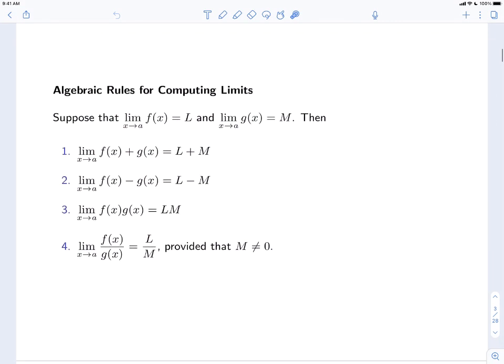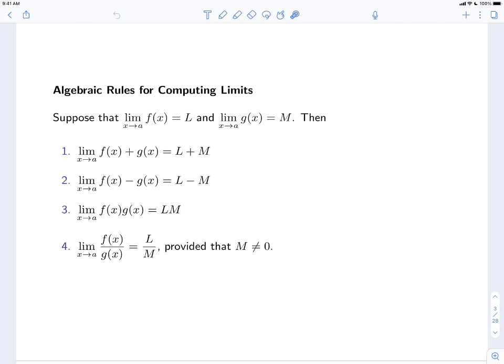We can combine these to get more limit laws by using operations like addition, subtraction, multiplication, and division. Suppose that we know that the limit as x approaches a of f at x is L, where L is some number. And suppose that we know that the limit as x approaches a of g at x is some number m. Then what we can say is that the limit as x approaches a of f at x plus g at x is equal to L plus m. That is, the limit of the sums is the sum of the limits.